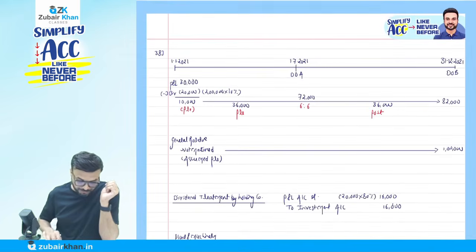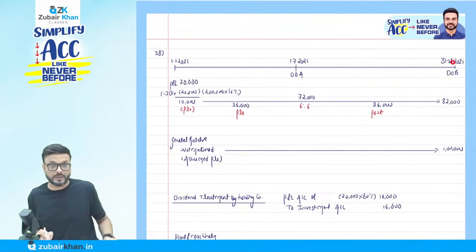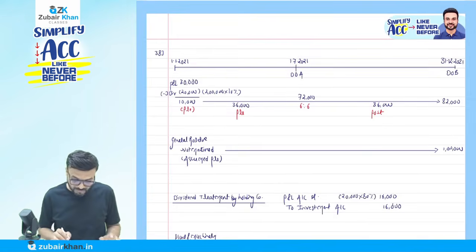Now understand this. The balance sheet is of 31st of December 2021. The year started on 1st of January 2021. What is the date of acquisition? The date of acquisition is 1st of July 2021. This is the date of acquisition.